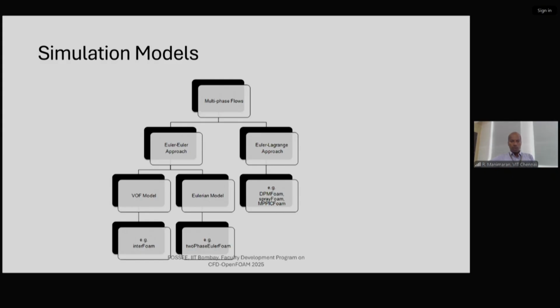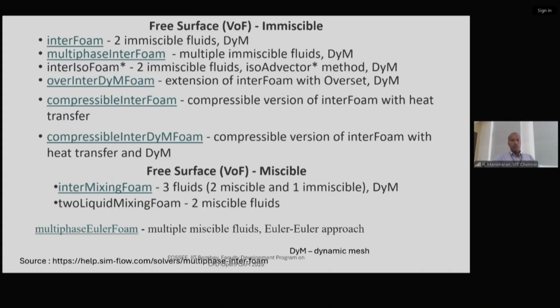In the VOF model, we are familiarly using interFoam, which I will be showing in the next few slides, how to use that and so on. And in the Eulerian model, we also have twoPhaseEulerFoam. This is available in OpenFOAM from the beginning. So in the next slide, you will see what the different solvers are in different categories.